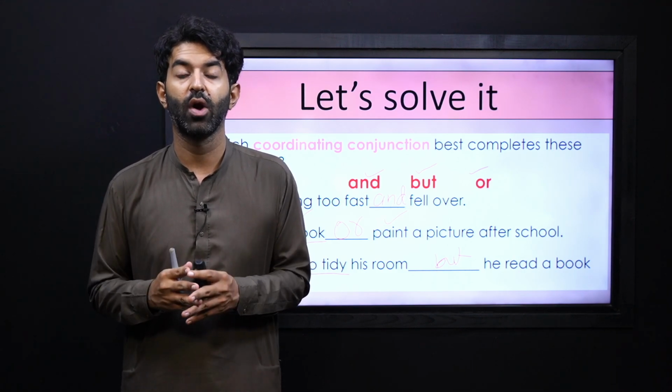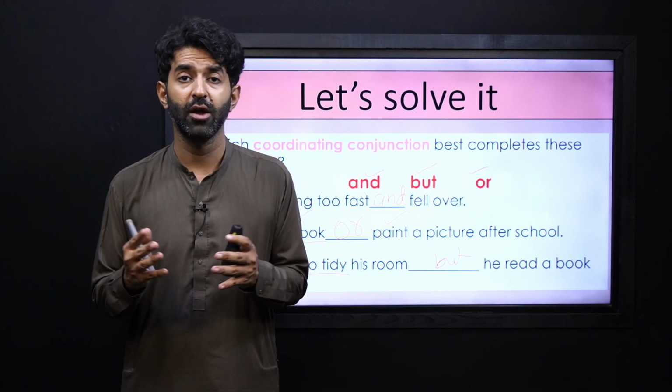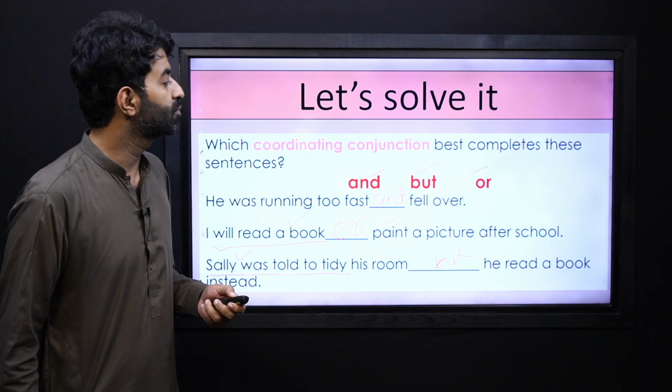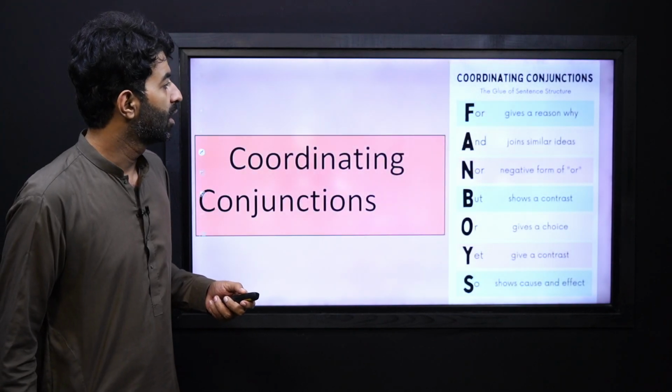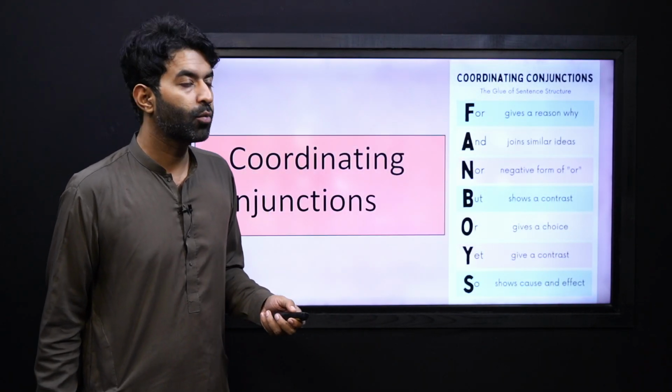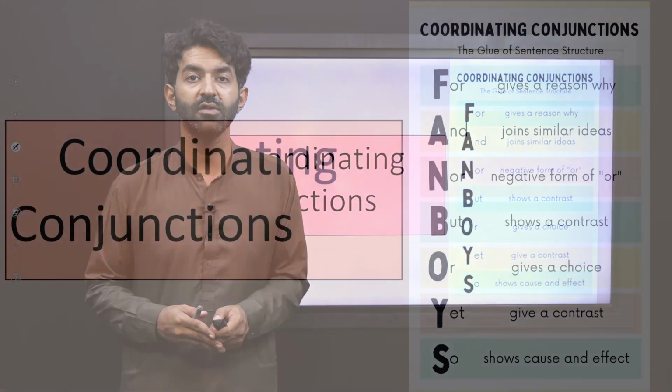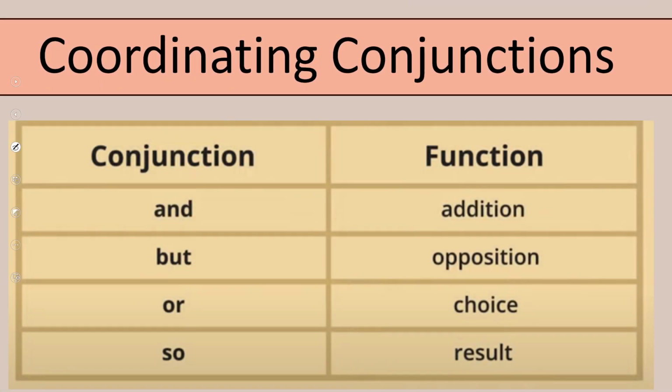So I hope that you have solved these by yourself and your answers matched with mine. So now again, the FANBOYS mnemonic, you can memorize them, and let's talk about the function of these different coordinating conjunctions. "And" is used for showing addition, "but" is used for opposition, if you do something opposite of what it is told, "or" is used for choice, and "so" is used for result.